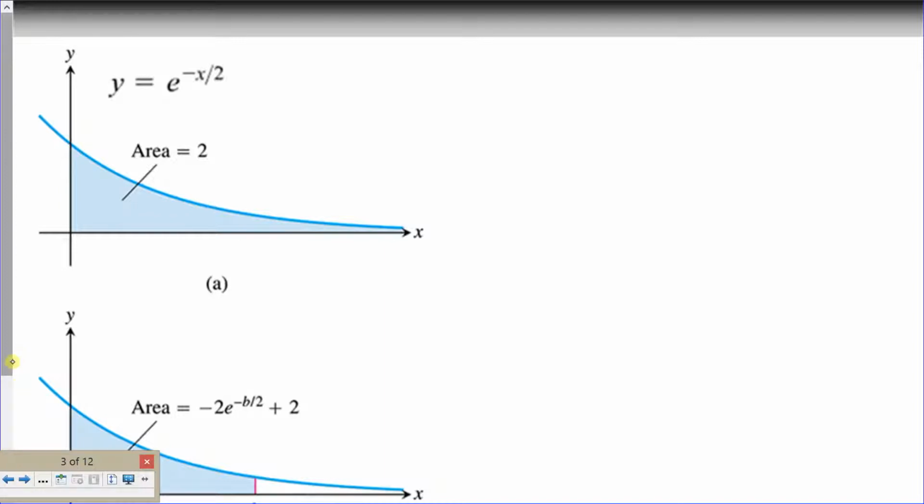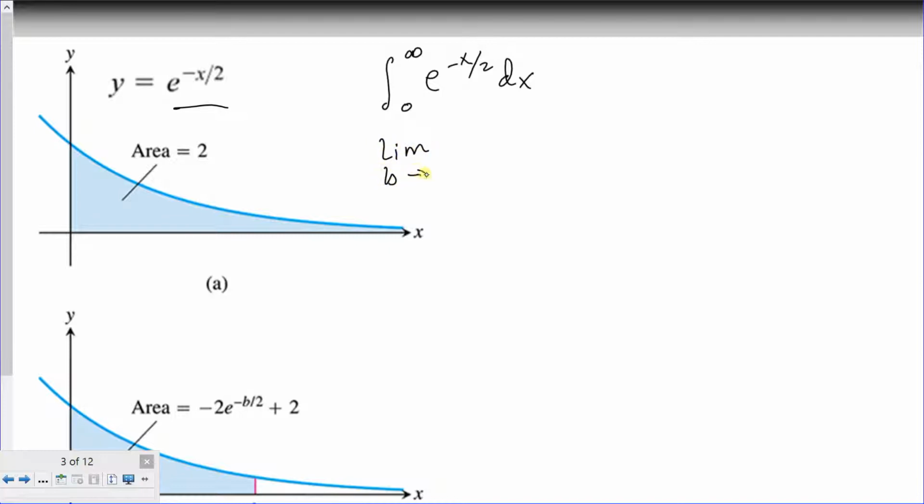First, let's look at a fairly simple function that you're very familiar with, the exponential function that is decaying. In other words, it's e to the minus x over 2. And what we're going to try to do here is calculate the integral from 0 to infinity of e to the minus x over 2 dx. Well, the question that arises is, how would you go about doing it? Something that you probably might think of is calculating the limit as b approaches infinity of the integral from 0 to b of e to the minus x over 2 dx. So you would calculate the integral from 0 to b and then see what happens as b approaches infinity.